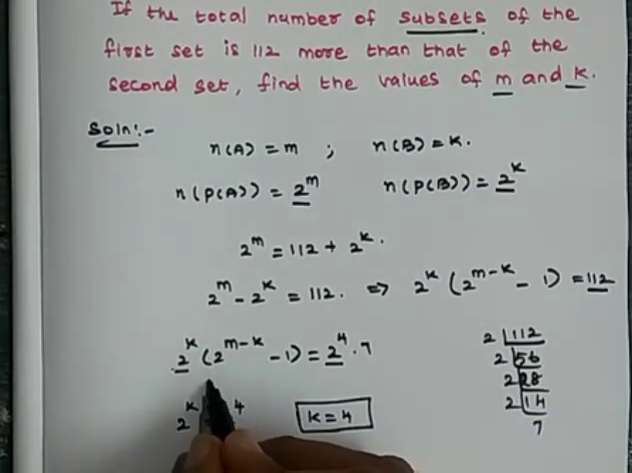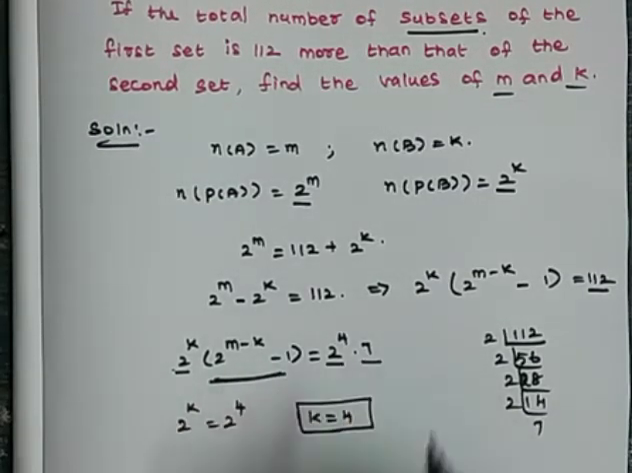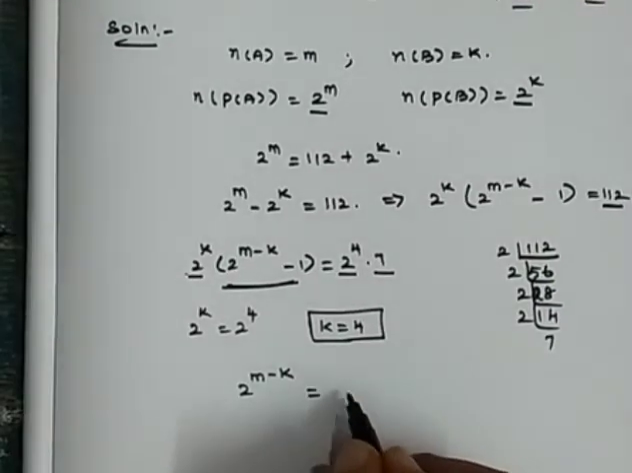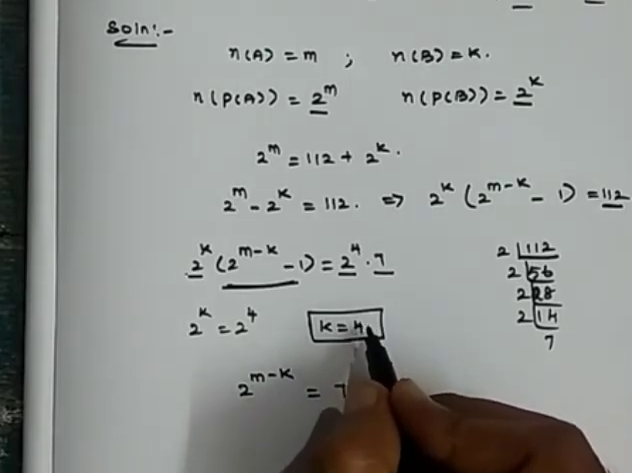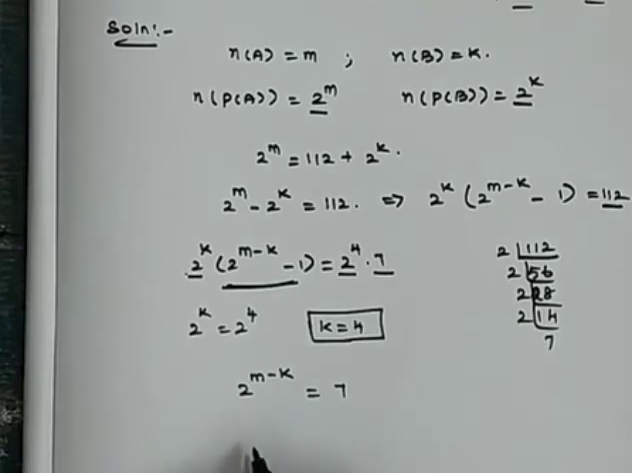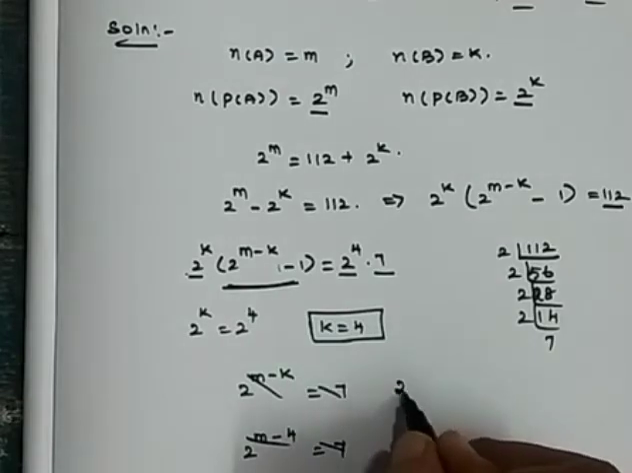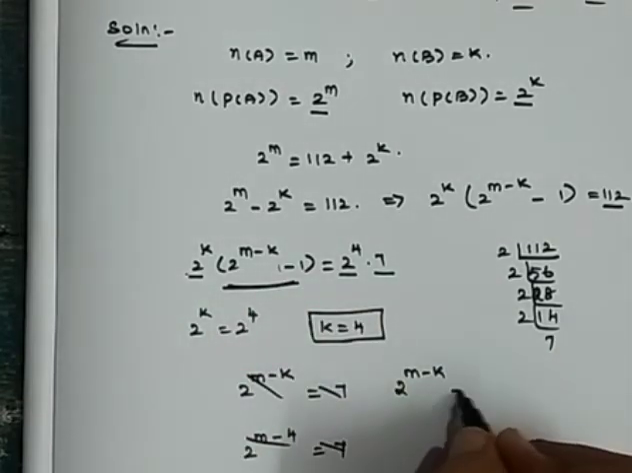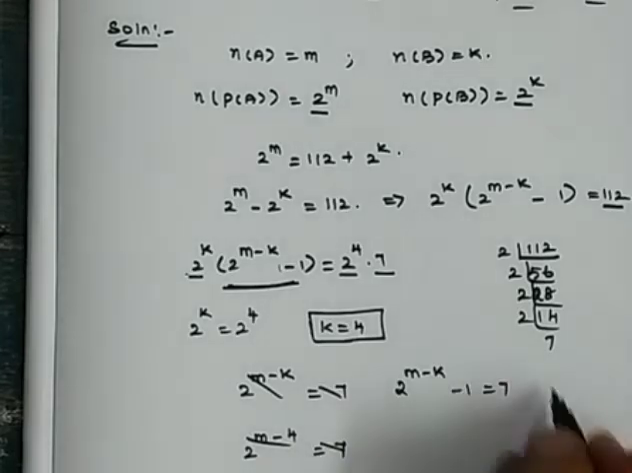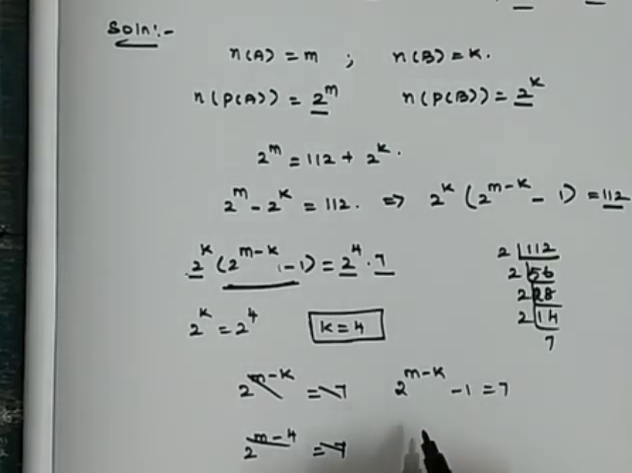Similarly, I can take this factor and compare it with this factor, so 2 power m minus k is equal to 7. Here we already know the value of k is 4, so I can replace it. Sorry, I made a mistake because the minus 1 is there and I didn't write it, so I will mention it now. So 2 power m minus k minus 1 is equal to 7. Now this minus 1 will go to that side and become plus 1, so 2 power m minus k is equal to 7 plus 1, which is 8.